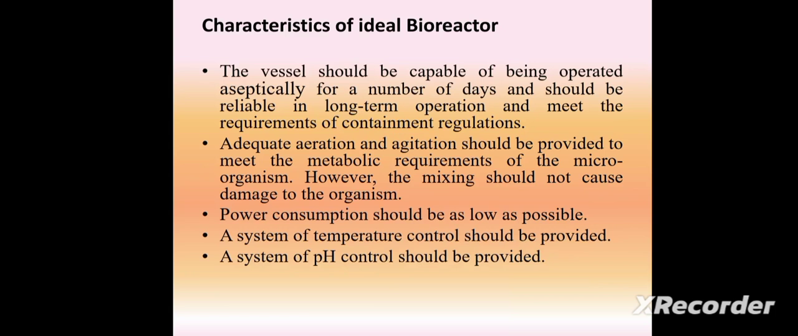A system of temperature control should be provided. Within different types of fermentation processes, there may be changes in temperature; the temperature may be cooled or may rise due to microbial growth. So under those conditions, it is responsible for maintaining a constant temperature. A system of pH control is also important, because these are the two important physical parameters which affect the growth of microorganisms. Whenever there is alteration in either the pH or the temperature, they affect the growth rate of the microorganism.